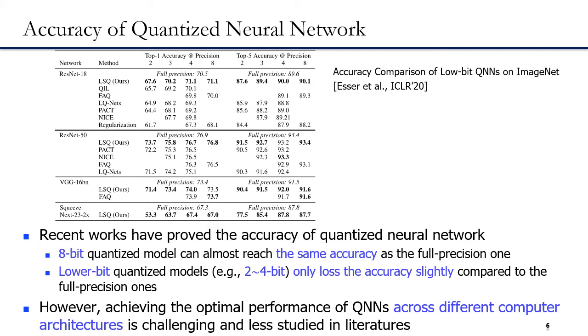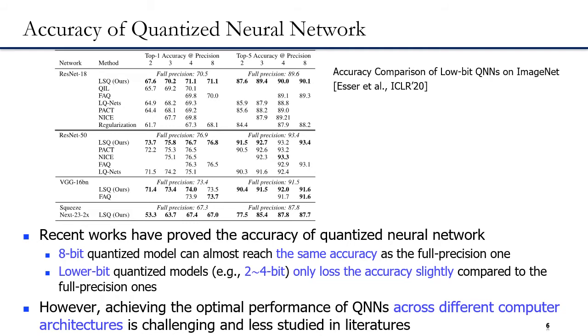Recent works have proved the accuracy of quantized neural network. The figure shows the accuracy comparison of low-bit QNNs on ImageNet. We can see 8-bit quantized models can almost reach the same accuracy as the full precision one. Lower-bit quantized models only lost accuracy slightly compared to the full precision ones. Although the state-of-the-art quantization algorithms can obtain good accuracy, achieving the optimal performance of QNNs across different computer architectures is challenging and less studied in literature.